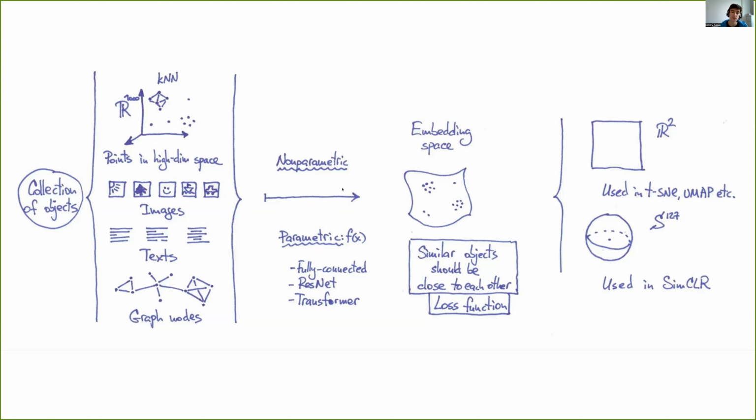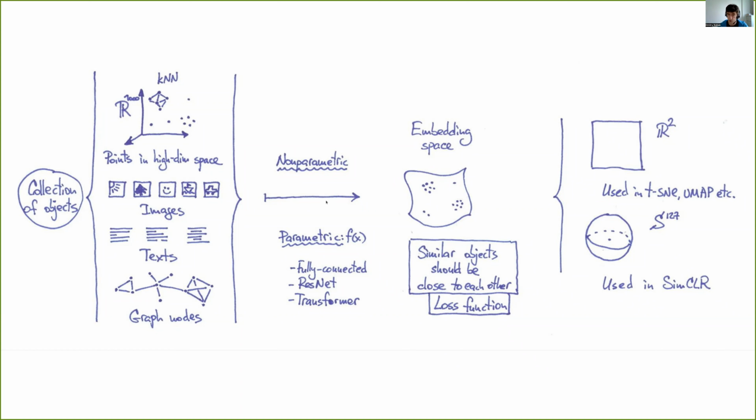Whether we do this in a parametric way or not. So parametric means there's a function. There's a function from 1,000 dimensions to 2 dimensions. It could be a neural network that we could train, or it's a function from the pixel space and it's a convolutional network to some output space.